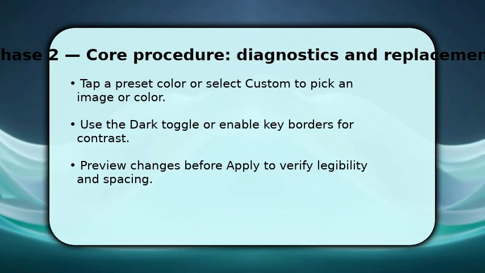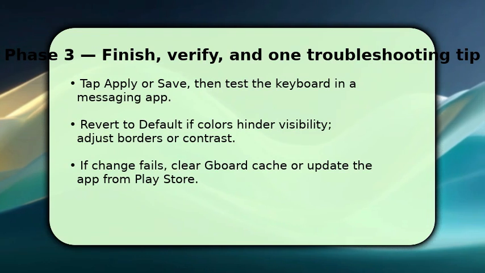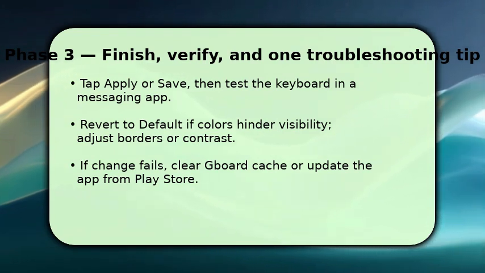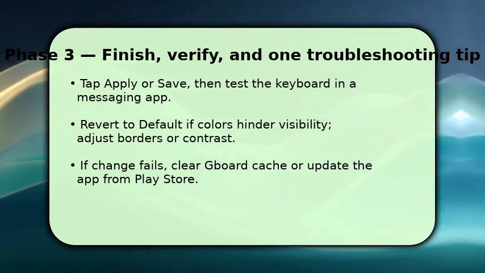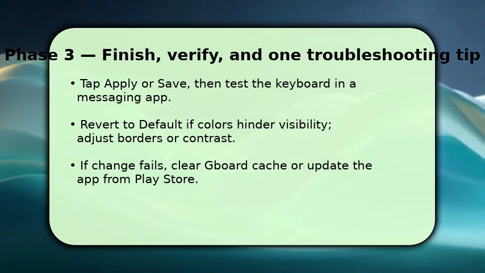You finish by tapping Apply, then open a chat to test typing and confirm colors look right. Testing ensures contrast doesn't slow you down. If something feels off, revert to default or tweak borders and dark mode until keys read easily.